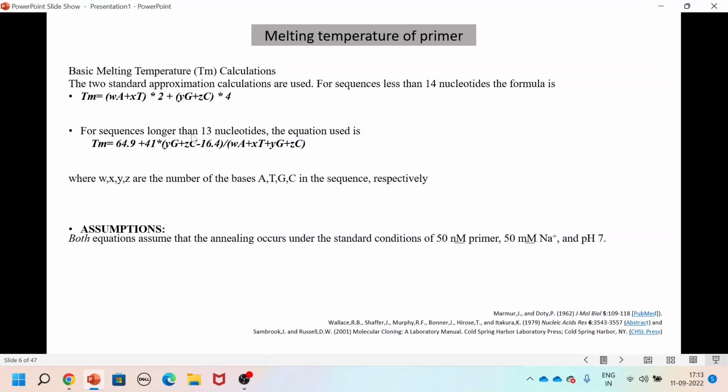And if we are using a sequence longer than 13 nucleotides, we can use the equation mentioned here, where W, X, Y, Z are the number of bases A, T, G, C in the sequence respectively. But there is an assumption behind these equations. Both equations assume that the annealing occurs under standard conditions, with a primer concentration of 50 nanomolar, a sodium salt concentration of 50 millimolar, and a pH of 7.